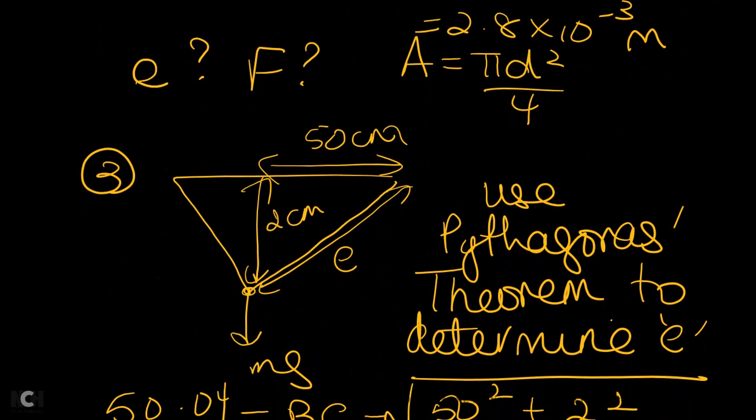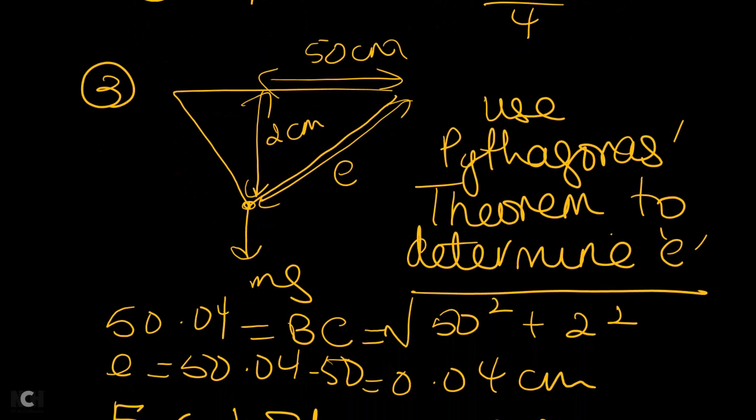So I could use Pythagoras' theorem because I know that the wire sagged 2 cm from its initial position when the weight was brought to it. So I realized it was a right angle triangle. Based on that, I could get the hypotenuse, which was BC, and then I'm going to get the extension from that. So I could say that this extension is BC minus 50 cm.